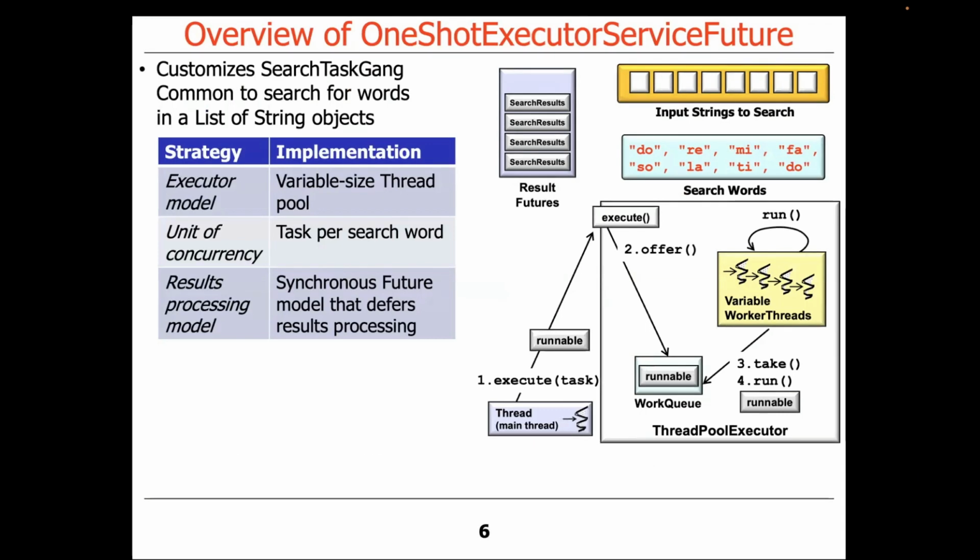So the executor model is a variable size thread pool, also known as a cached thread pool. The unit of concurrency is a little different now. It's task per search word as opposed to the input string. And so we're going to get a different type of concurrency going on here. And the results processing model is a synchronous future model that defers results processing until later as the work finishes.